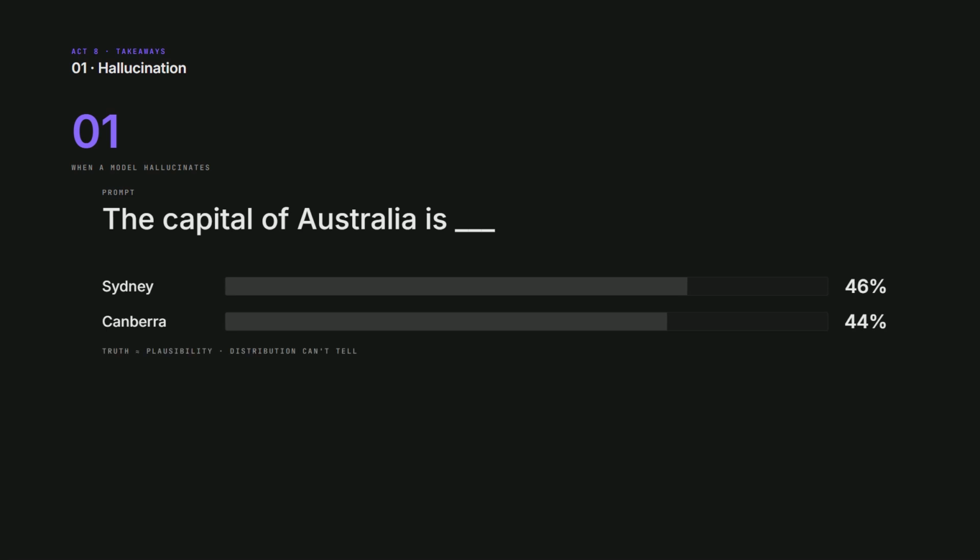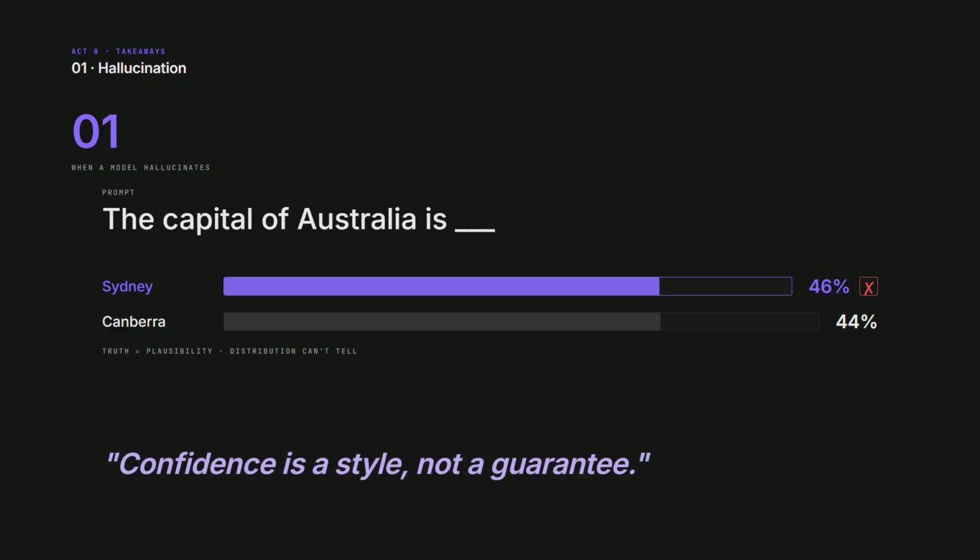3 insights you can use right away. First, when LLMs hallucinate, they're not lying. They're generating text that pattern matches to what a confident, true-sounding response looks like. The probability distribution doesn't know truth from plausibility. The implication? Always verify factual claims, especially when the model sounds confident.